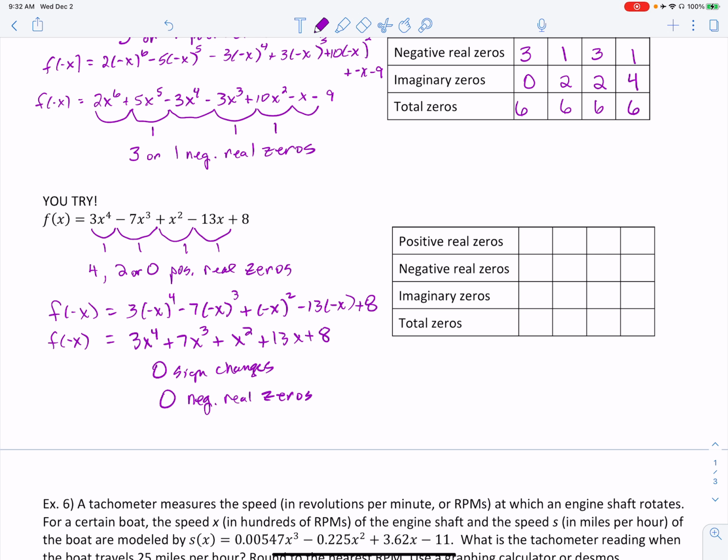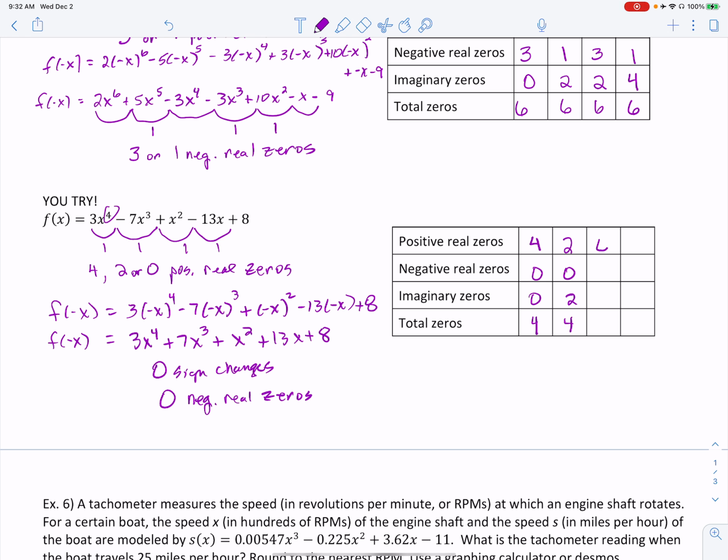So we're going to start with if we had all 4 positive real zeros, and so this is of degree 4, that would take up all the zeros, so there would be 0 negative and 0 imaginary for a total of 4. Or we could have 2 positive real zeros. We know that there are 0 negative real zeros, leaving us with 2 imaginary for our total of 4.